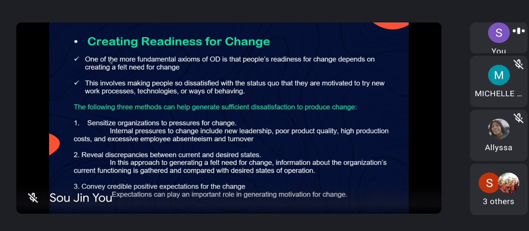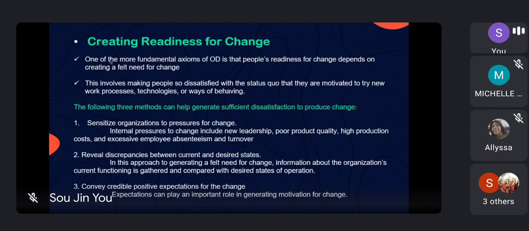Number 2 is reveal discrepancies between current and desired states. So in this approach to generating a felt need for change, information about the organization's current functioning is gathered and compared with desired states of operation. So itong mga desired states may include organizational goals at saka yung mga standards as well as yung mga general visions of a more desirable future state.